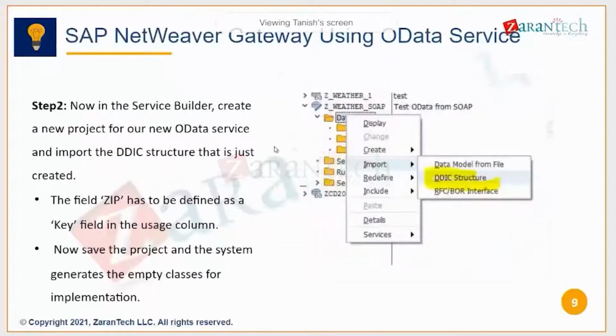And now create this option. For creating the import options, you have so many options, right? One is from data model, from file. The second one is DDIC, and the third one is RFC/BOR interface. So we are going to choose the second option here. And now in the service builder, create a new project for our new OData service and import the DDIC structure that we just created.